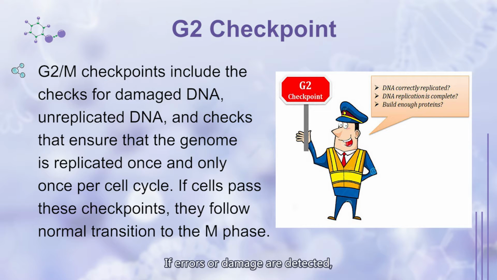If errors or damage are detected, the cell will pause at the G2 checkpoint to allow for repairs. If the checkpoint mechanisms detect problems with the DNA, the cell cycle is halted and the cell attempts to either complete DNA replication or repair the damaged DNA. If the damage is irreparable, the cell may undergo apoptosis. This self-destruction mechanism ensures that damaged DNA is not passed on to daughter cells and is important in preventing cancer.